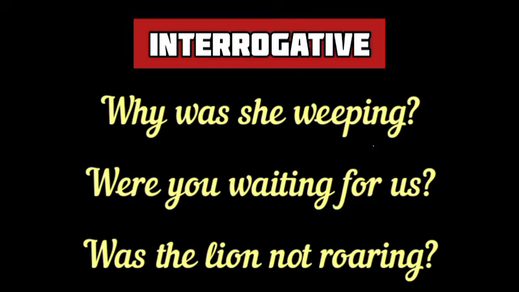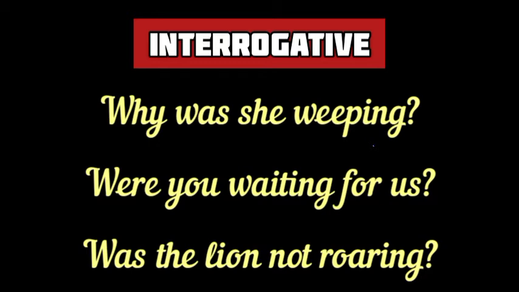In the same way, was the lion not roaring? Here the auxiliary verb was comes before the subject, the lion, while the main verb in its fourth form, roaring, comes after the subject. Please note here that the negative word not also comes after the subject, the lion.